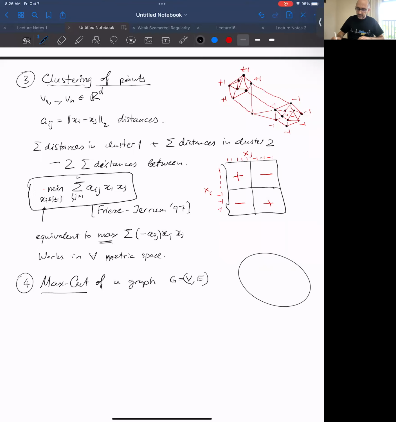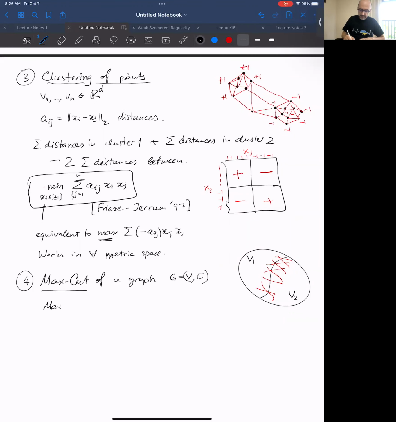So here's my picture of the graph. We have vertices denoted by V, the set of vertices, and the edges, connections between them, denoted by E. And we would like to separate the set of vertices into 2 classes to maximize the number of connections across, like this. We would like to take scissors and cut through as many edges as possible.